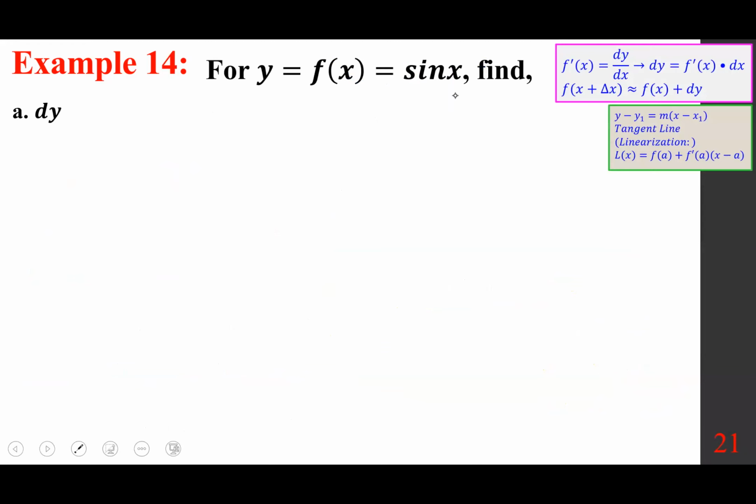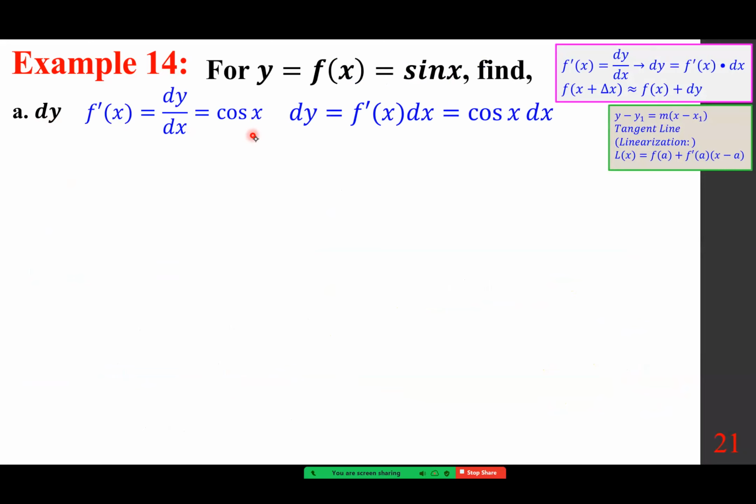For y equals f of x equals sine x, find dy. Let's find dy first. dy/dx is cosine x. Differentiate it first. Anytime they ask you for dy, ignore it and find f prime of x, or dy/dx. Now, what is dy? The same thing times dx. Big deal. So that's very straightforward.